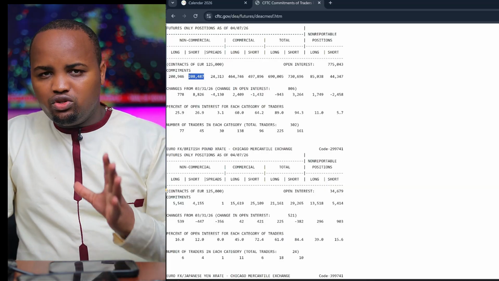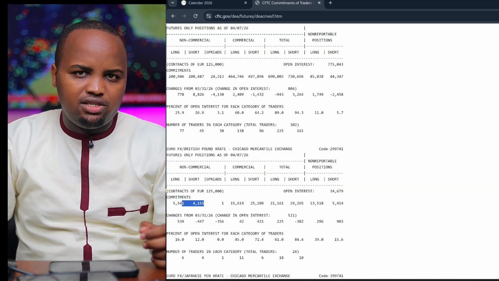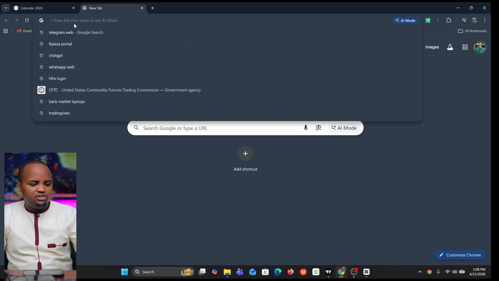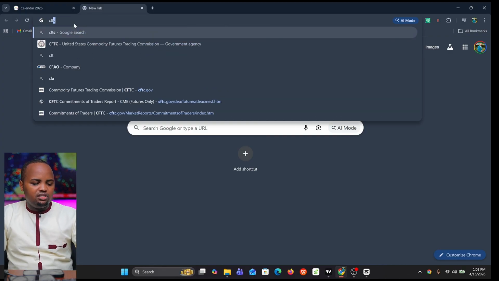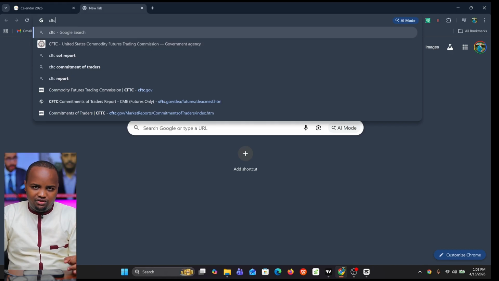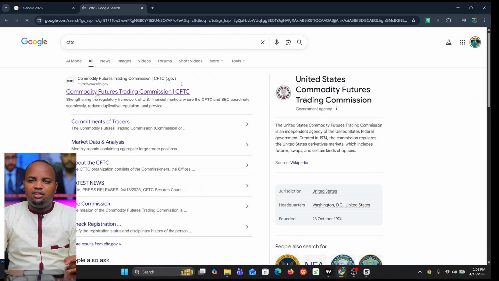Now, all you need is a nice platform, just the way you can see it. It's very simple. You just go to Google and type CFTC. So what is this? This is actually a government agency website, the United States Commodity Futures Trading Commission. That is what CFTC stands for. So you just need to click the first link.